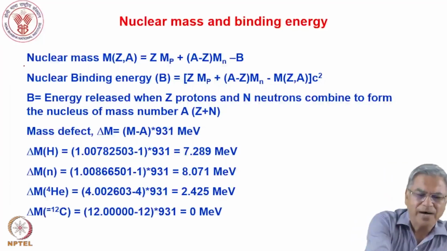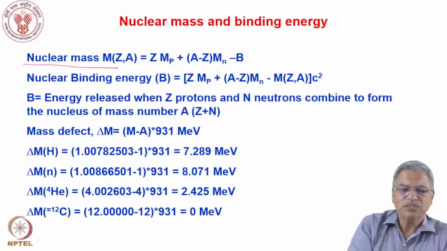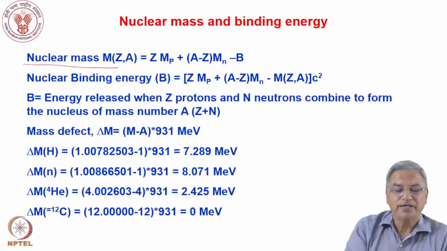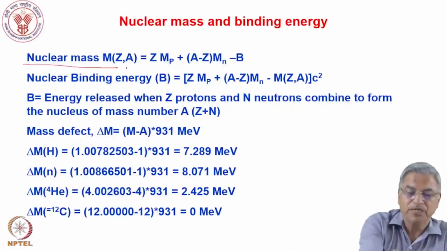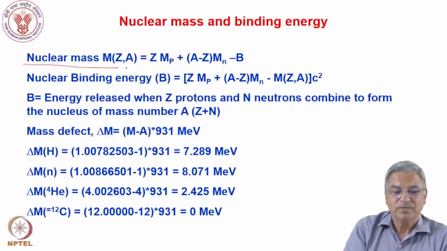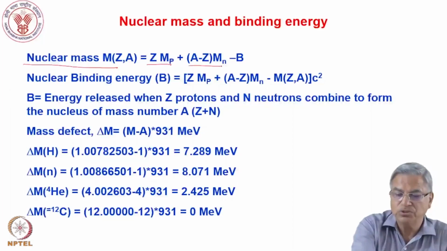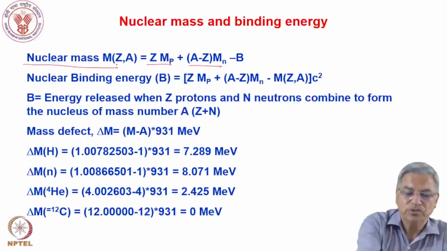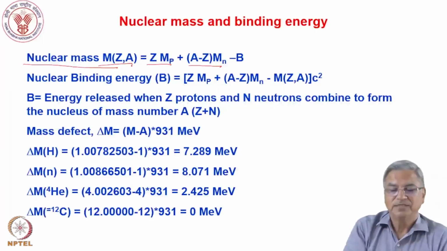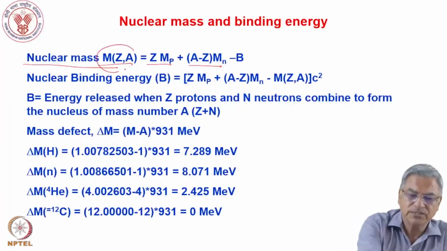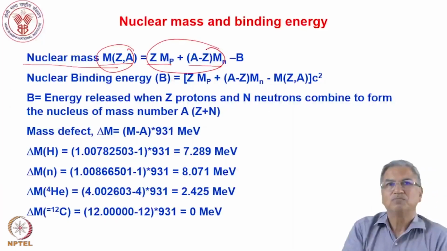So the nuclear mass, for a nucleus of mass number A and atomic number Z, we will say m(Z, A). When we combine Z protons and A minus Z neutrons to give this nucleus, certain energy is released. That means the mass of the nucleus is less than the sum of the masses of the constituent protons and neutrons, and that difference is the binding energy.